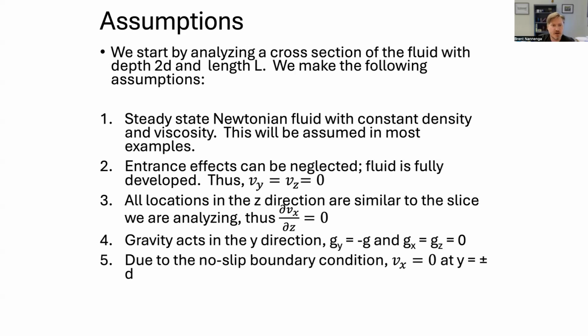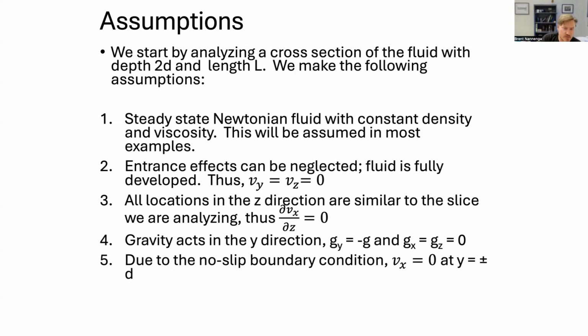If you imagine, we're going to take the center line between the two plates and call that 0, and then we're going to have +D going up and -D going down. So in total we have a 2D depth, and the length is going to be some length L. Our first assumption: steady state Newtonian fluid with constant density and viscosity.